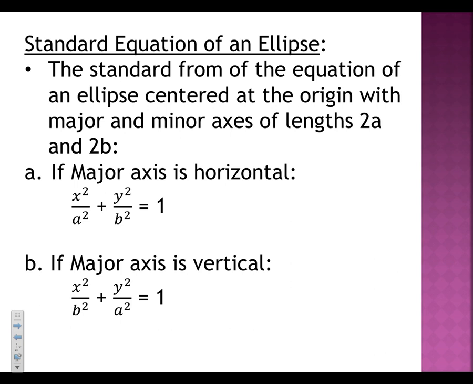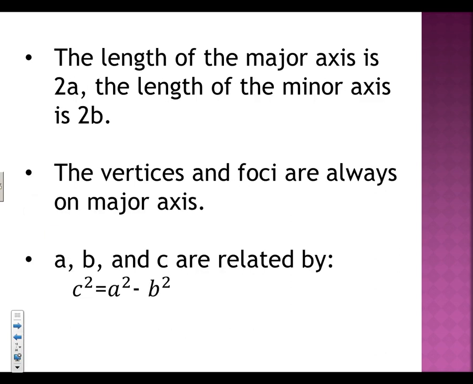If the major axis is horizontal, this one is the format that we use. If the major axis is vertical, this is the one that we need to use. Notice that they're very similar. We just trade positions where the b squared and the a squared sit. The top one I already said. The middle one, the vertices and foci are always on the major axis. So the vertices are always those intersection points of the major axis, never the minor. a, b, and c have a relation. Those distances of the vertex points, the intersections of the minor axis, and those foci points, it's always c squared is equal to a squared minus b squared.